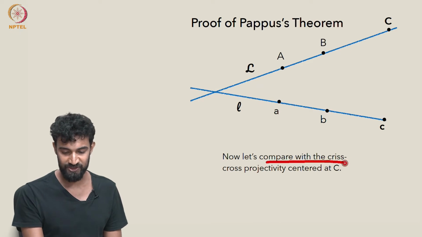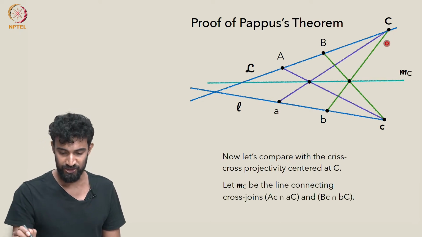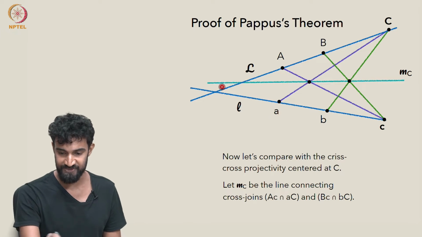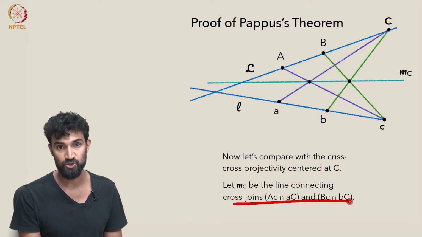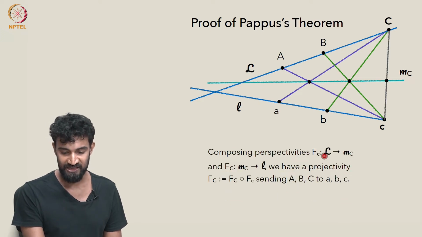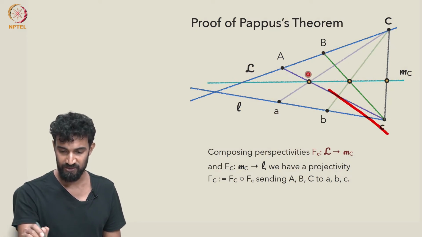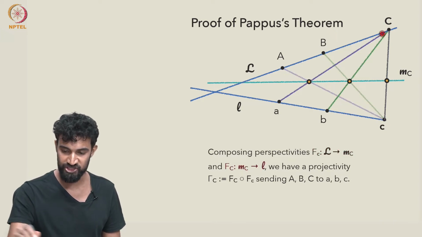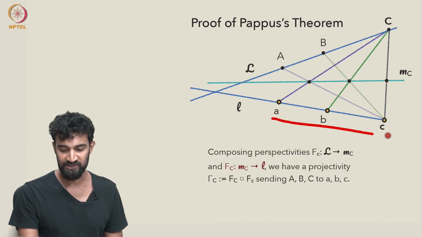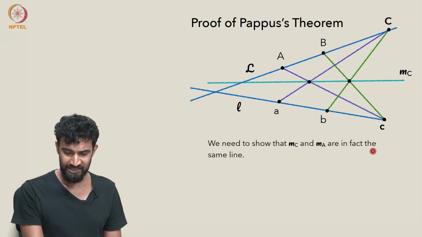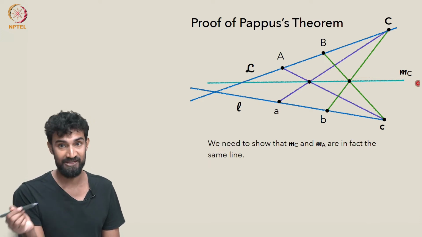So let's compare that with the crisscross projectivity centered at C. Here, let's let MC be the line connecting the cross joins AC intersect AC and BC intersect BC. So MC is the line connecting those 2 cross joins. Now composing perspectivities F little c followed by F capital C, what do we get? Well, F little c is going to pull these points down to this line MC. It's centered at little c. F capital C is now going to push these points down further to little a, little b, and little c. It's the same crisscross construction once again. So in this case, we had a line MC. Earlier, we had an intermediary line MA.